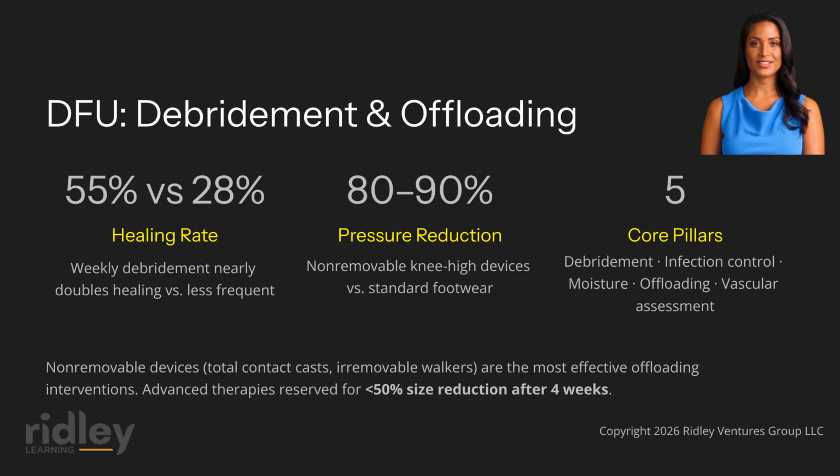Knee-high non-removable devices, including total contact casts and knee-high walkers rendered irremovable, reduce plantar pressure by 80 to 90% compared with standard footwear. Network meta-analyses consistently rank non-removable offloading devices among the most effective interventions for both early and late-stage healing, though they carry a moderate risk of adverse events, primarily falls. Why the emphasis on non-removable devices? Because patient adherence with removable offloading is typically insufficient to achieve therapeutic pressure reduction. Making the device irremovable is a critical determinant of clinical effectiveness.